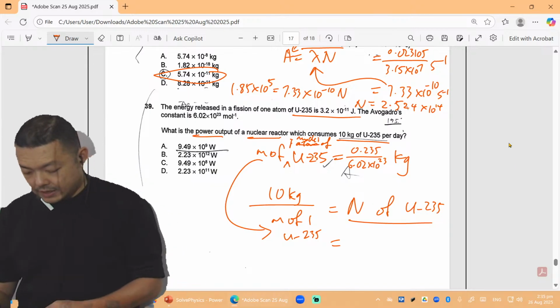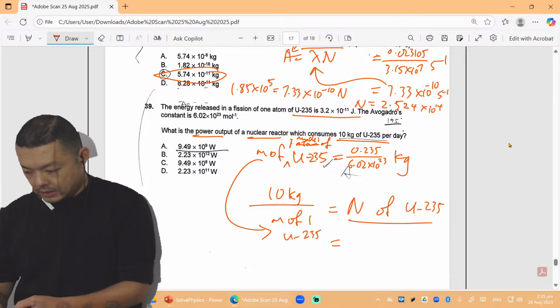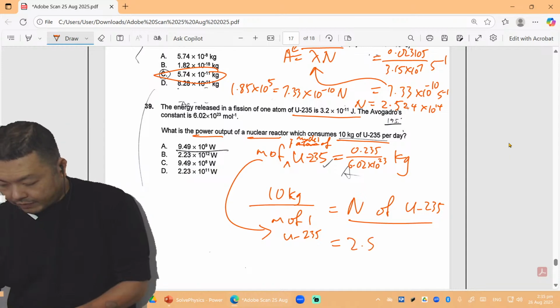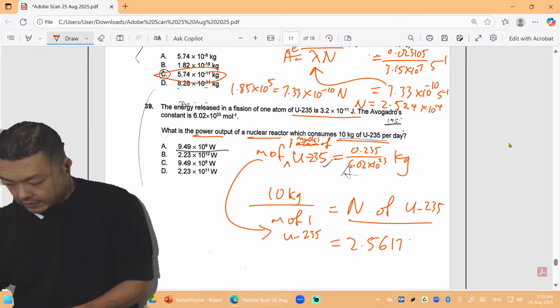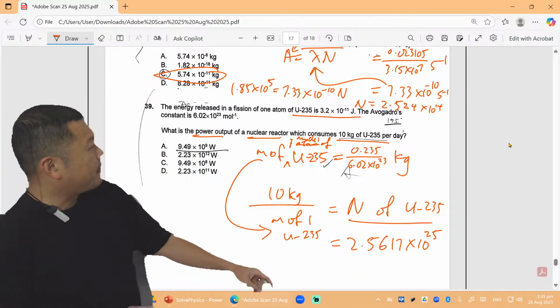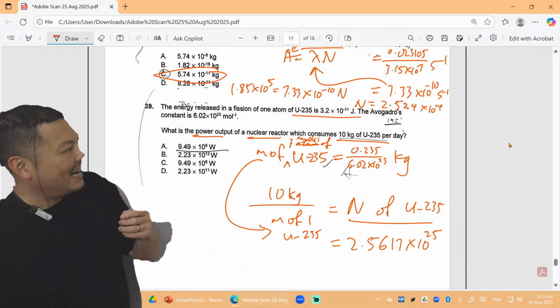So basically it's 10. Because this one calculation, if I want to do this correctly, I will have to do this properly. So 10 divided by 0.235 divided by 6.02 times 10 to the power 23. Right? 2.5617 times 10 to the power of 25 particles. And then you take this multiplied by that.